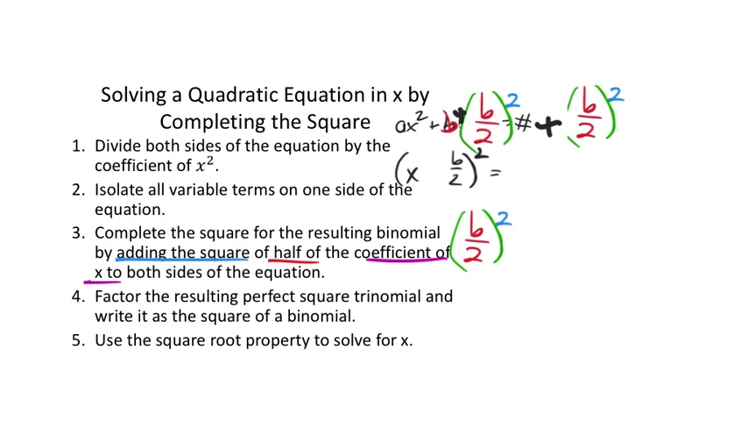I know this probably isn't making a ton of sense right now. Hopefully an example will. You factor the resulting perfect square trinomial and write it as a square of a binomial. Again, this should be a perfect square trinomial. Use the square root property to solve, because once I get this squared, then I can square root both sides. I get my 2 answers, and then I feel so good.